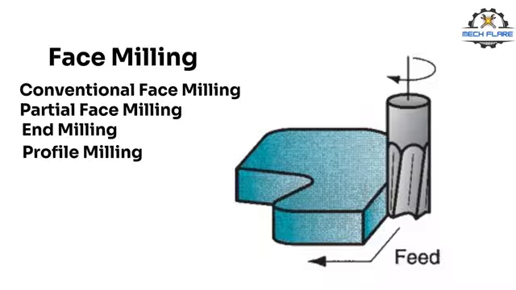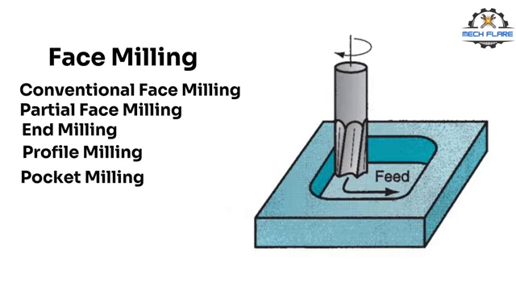Profile milling. It is basically the form of end milling in which the outside periphery of a flat part is machined. Pocket milling. Pocket milling is another form of end milling used to machine shallow pockets into flat parts.